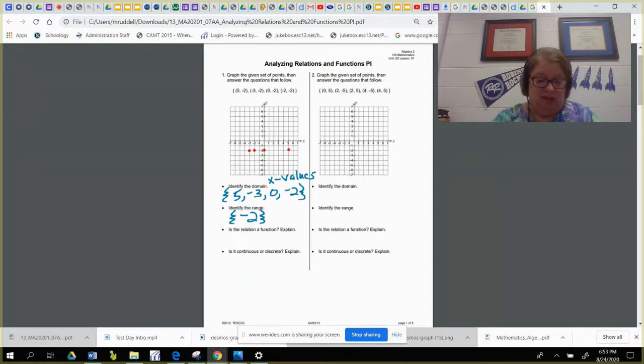I'm trying to adjust the size here so that you can still see everything and I can see well enough to write. Okay, is it a function? Yes. Passes the vertical line test. That means anywhere we draw a vertical line, it only crosses once. Or the x values don't repeat. X does not repeat.